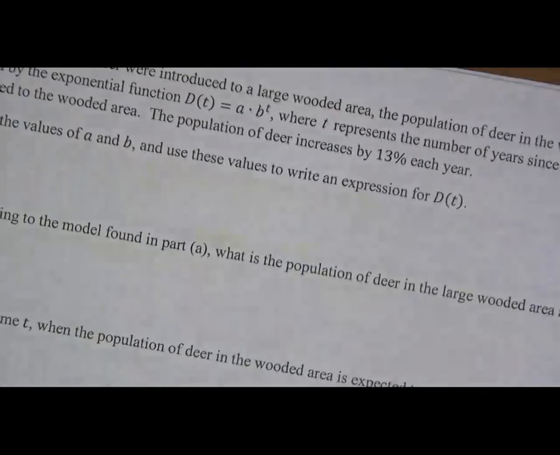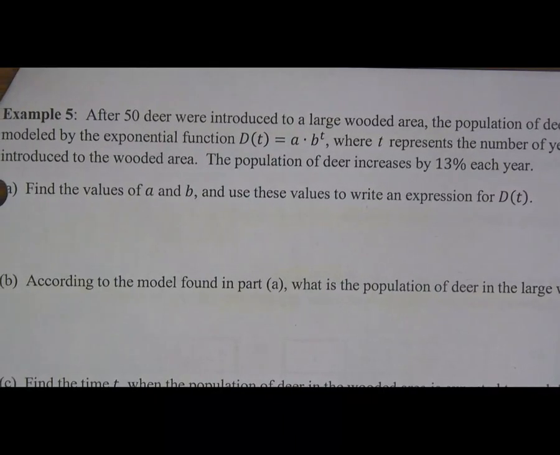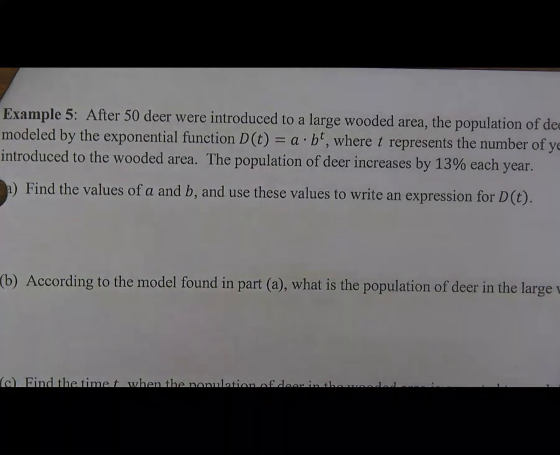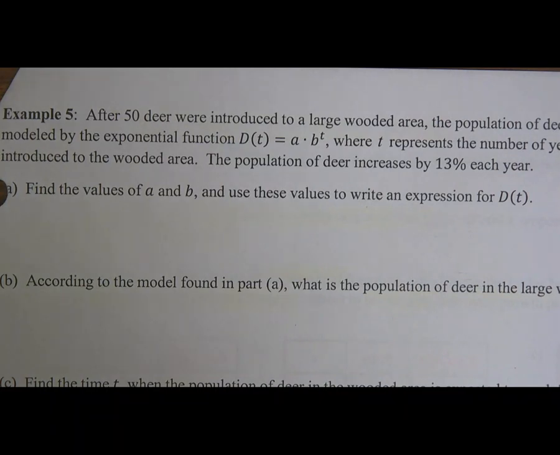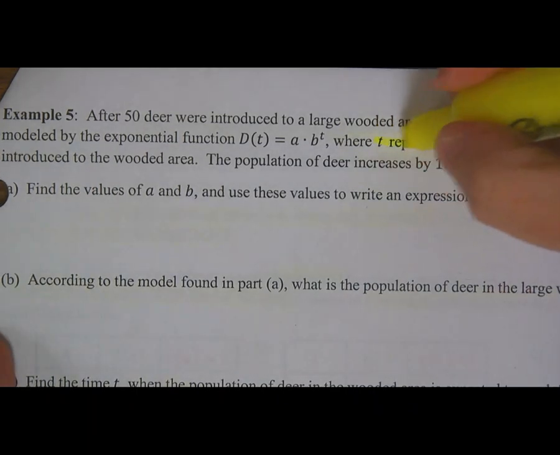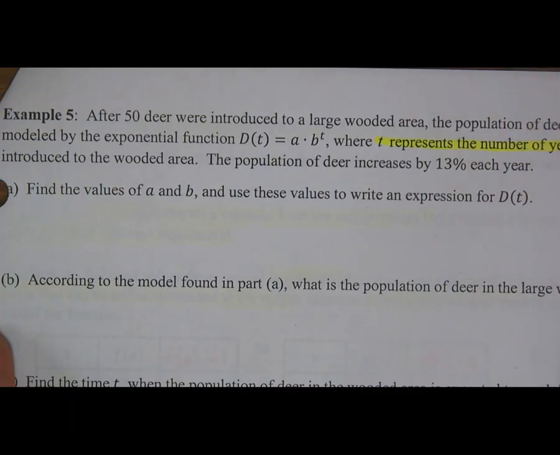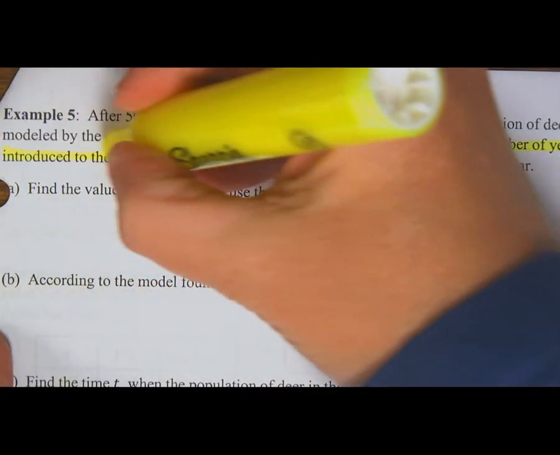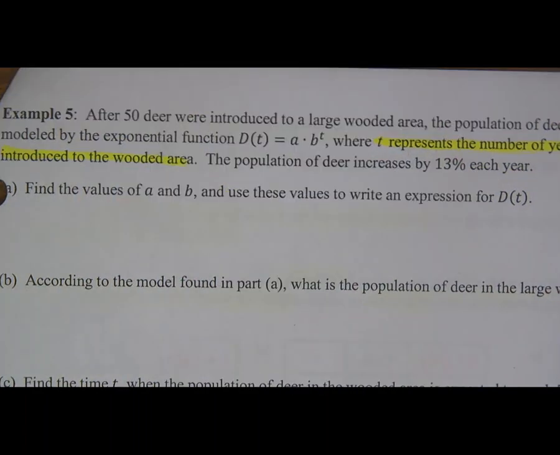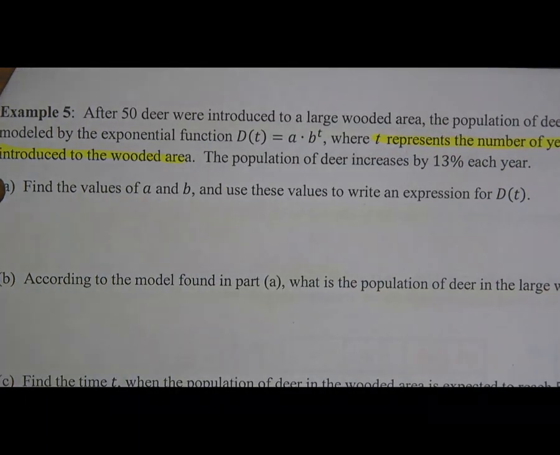All right, go to the last page of the notes. Just tie everything together. After 50 deer were introduced to a large wooded area, the population can be modeled by this exponential function, a times b to the t power. T represents years since they were first introduced. T is years. And the population increases by 13% each year.